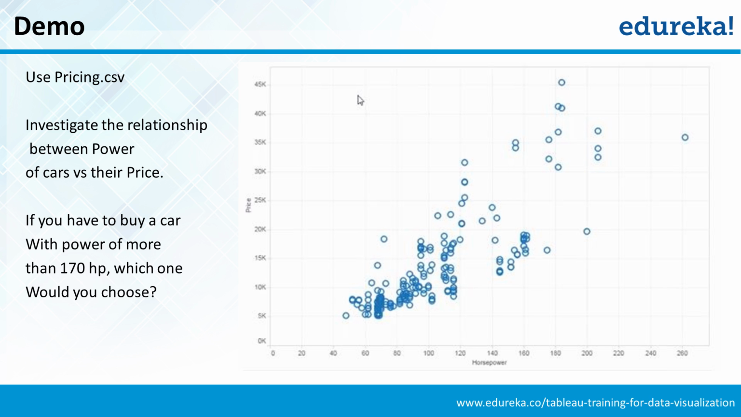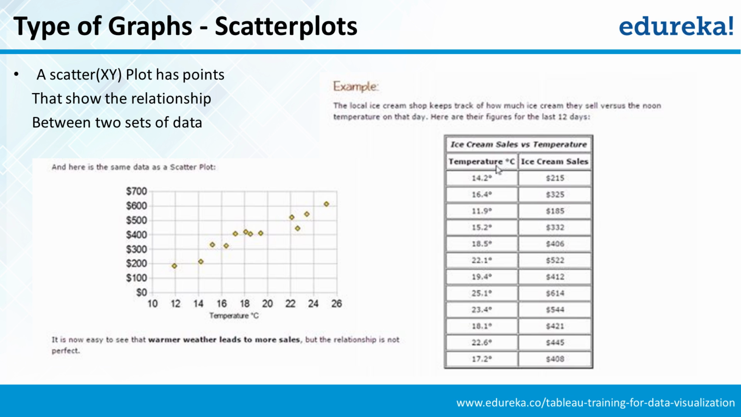So what is a positive relationship and what is a negative relationship? A positive relationship is when both the variables move in the same direction. If one increases, the other also increases. If one decreases, the other also decreases. If that is happening, then we say there is a positive relationship. A negative relationship is when one variable increases, the other decreases. Okay, so let me show you this one here.